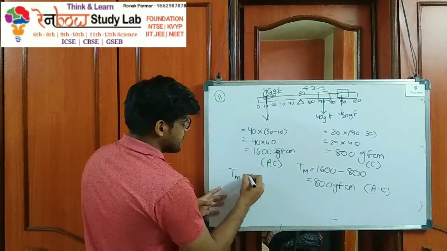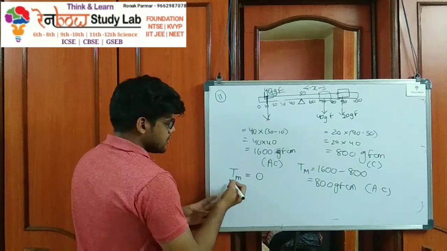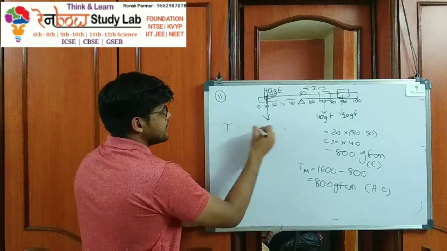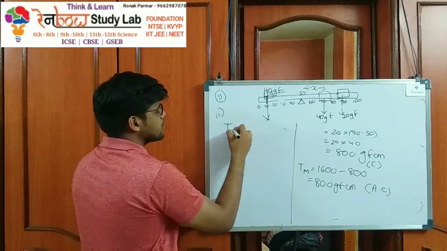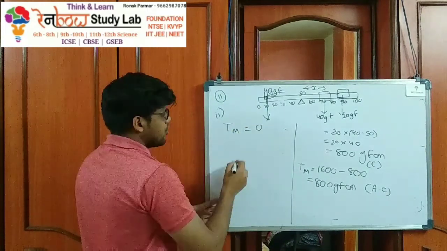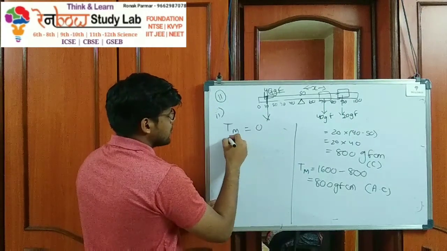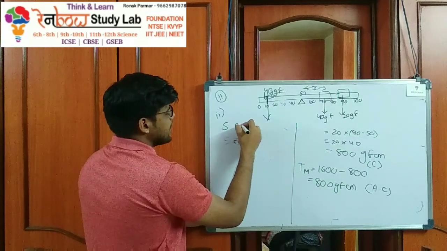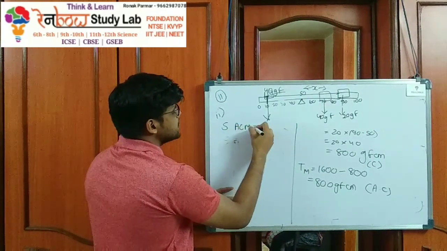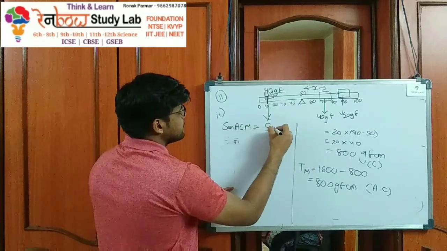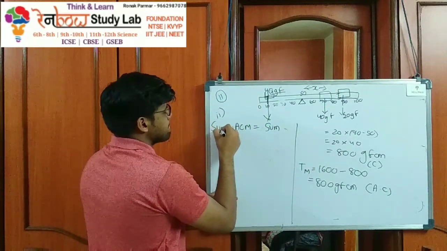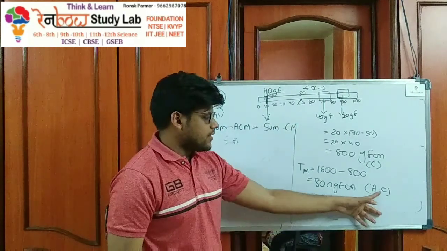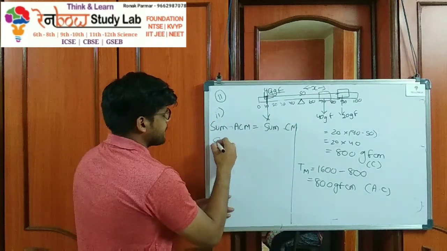So total movement you want is to be 0. Right now it is 800. I'll just rub this. You want in second situation, second case, total movement must be 0, or the sum of total anti-clockwise movement must be equal to the sum of clockwise movement. This is total anti-clockwise, so 800.